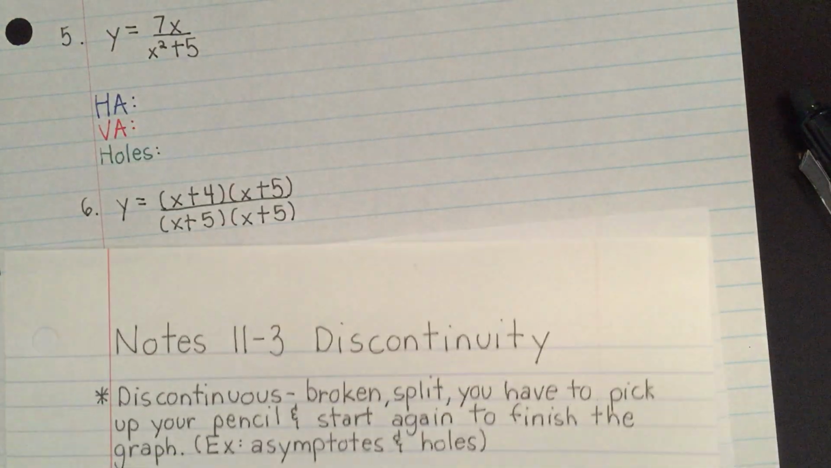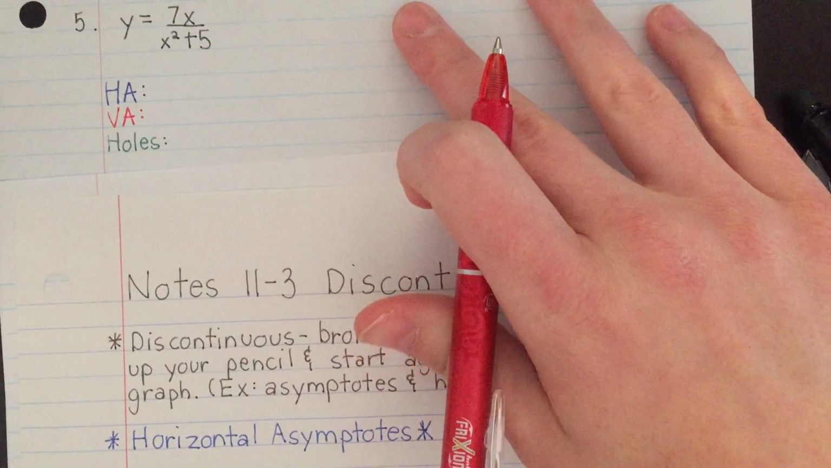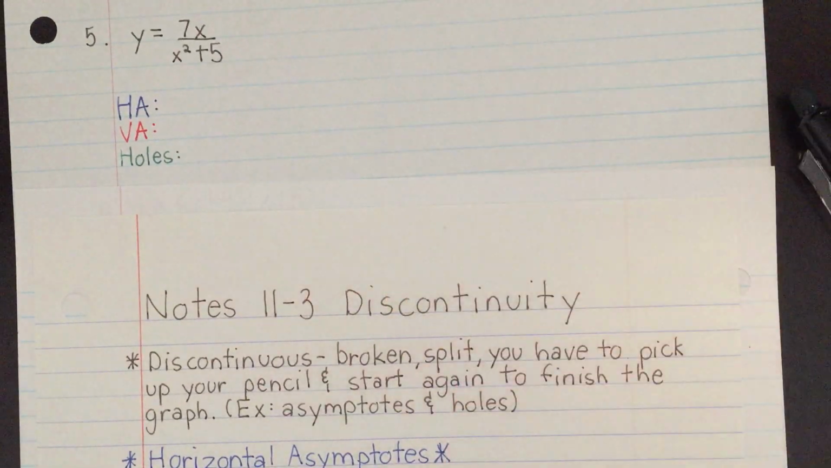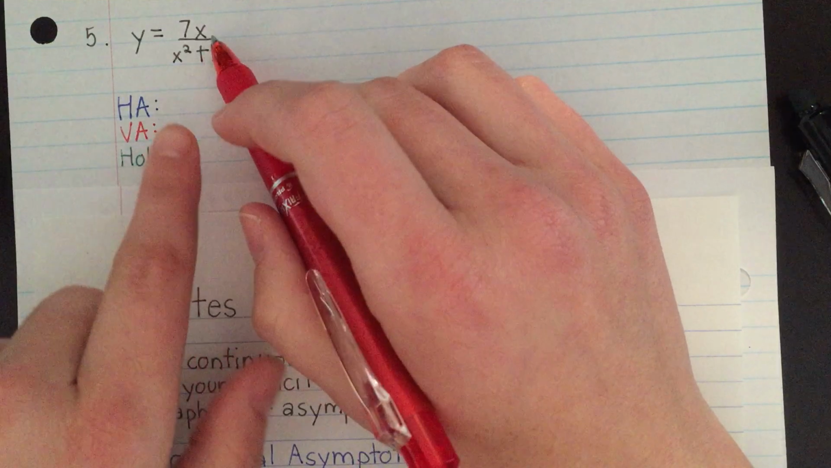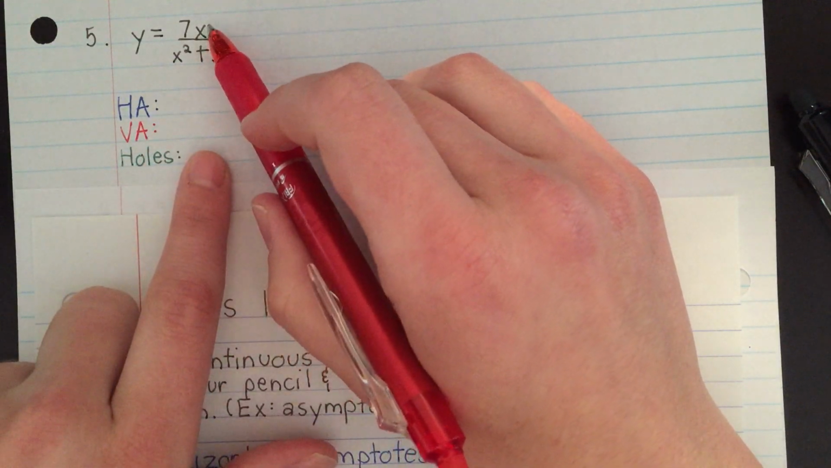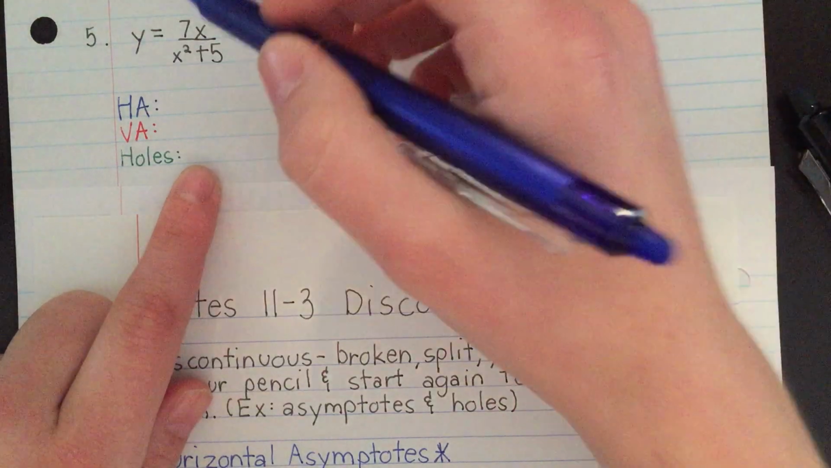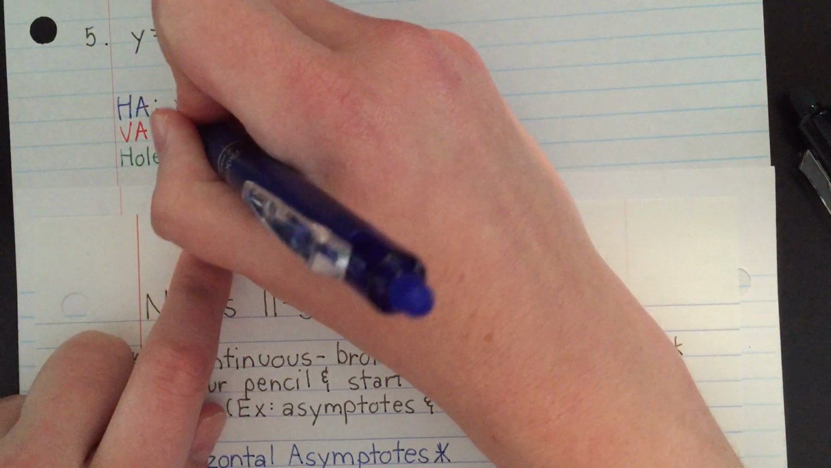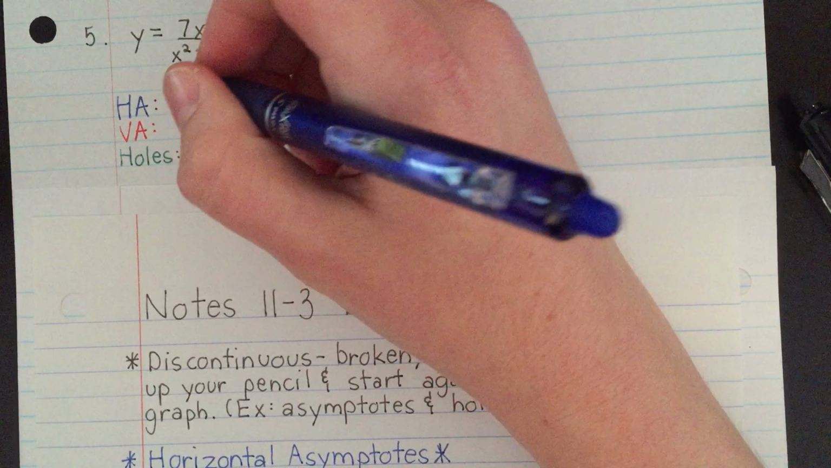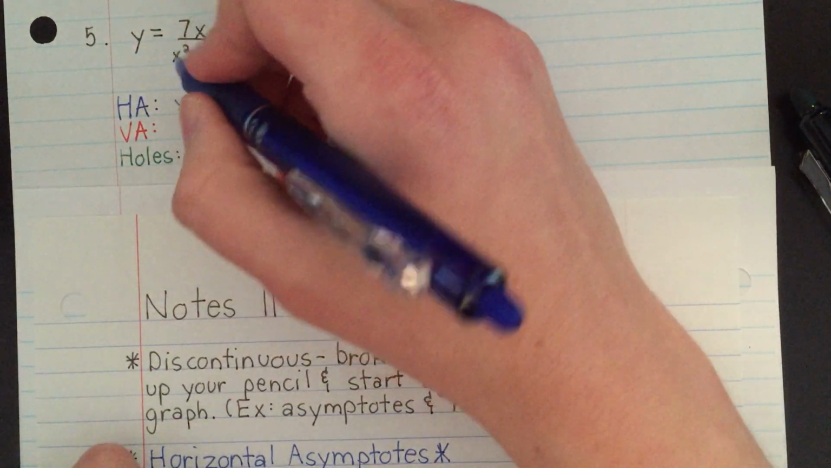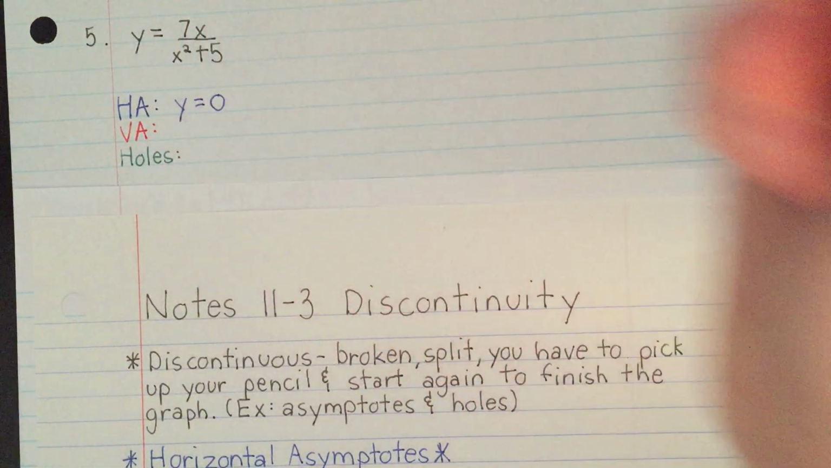So, example number 5. This one is not prefactored, but it is in standard form. So on this one, my numerator degree is less than my denominator degree. Top is smaller than bottom. So that means I'm going to have a horizontal asymptote at y equals 0.